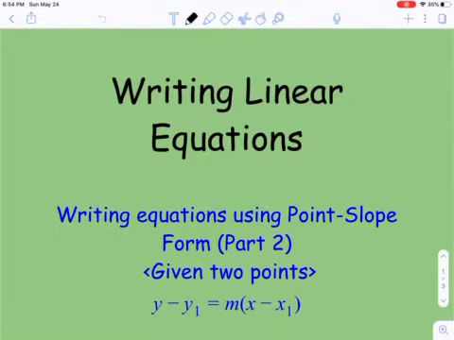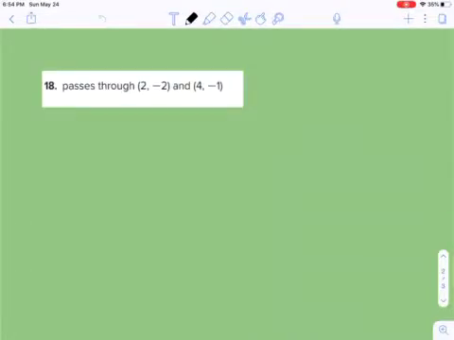Okay, we are going to use the same equation now, except what they are not giving us in this is the slope. They're going to be giving us 2 points. So when we look at our example here, I'm going to write this down just so we have a reference point. This is the equation we're using, and we're going to write it in both forms. We're going to write it in point-slope form and in slope-intercept form. It passes through these 2 points.